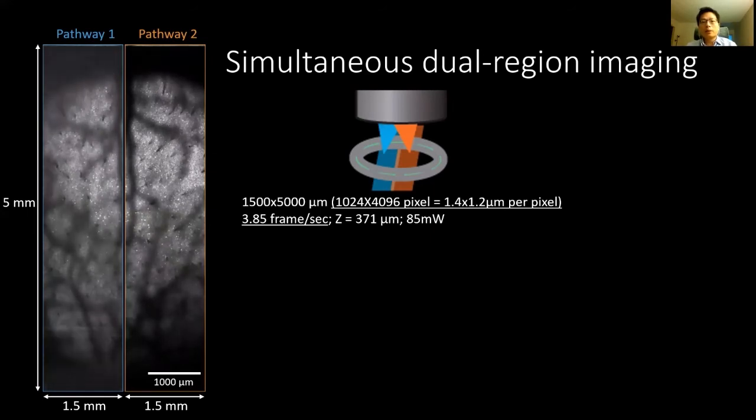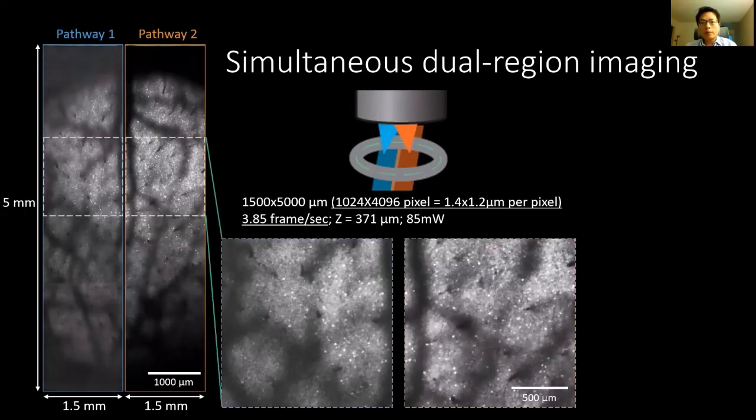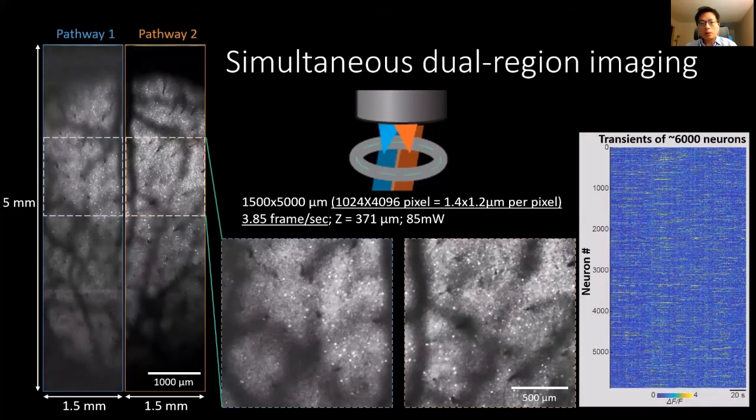Importantly, we set a high pixel number for each area, and we still have a decent imaging speed of 3.85 frames per second. The zoomed view at the bottom shows that the individual neurons can be clearly resolved by each pathway, and the calcium activity can be well captured. The heat map on the right shows the transients of about 6,000 neurons detected from these two areas combined. And this result shows that the Diesel2P system can maintain both a high pixel resolution and a high temporal resolution, even when scanning over a large field of view.